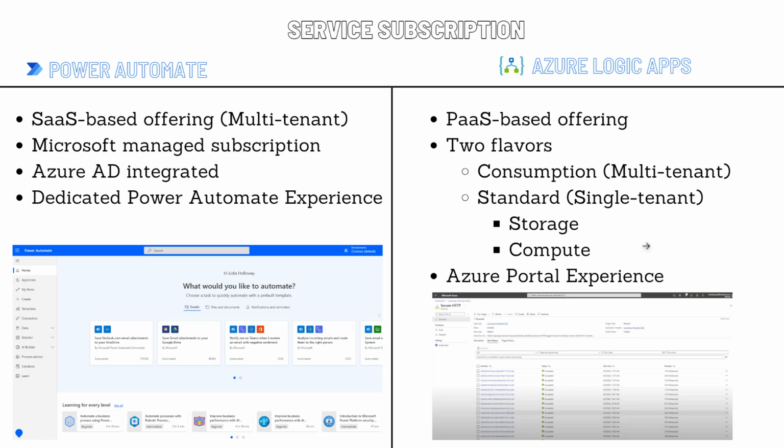So if we think about Power Automate, this is a SaaS-based offering. And by virtue, that means it's a multi-tenant service. So obviously Microsoft will put in the right controls, the right security boundaries to protect your data from other companies' data, but it is a multi-tenant experience. And what this means is that these resources will live inside of a Microsoft managed subscription.